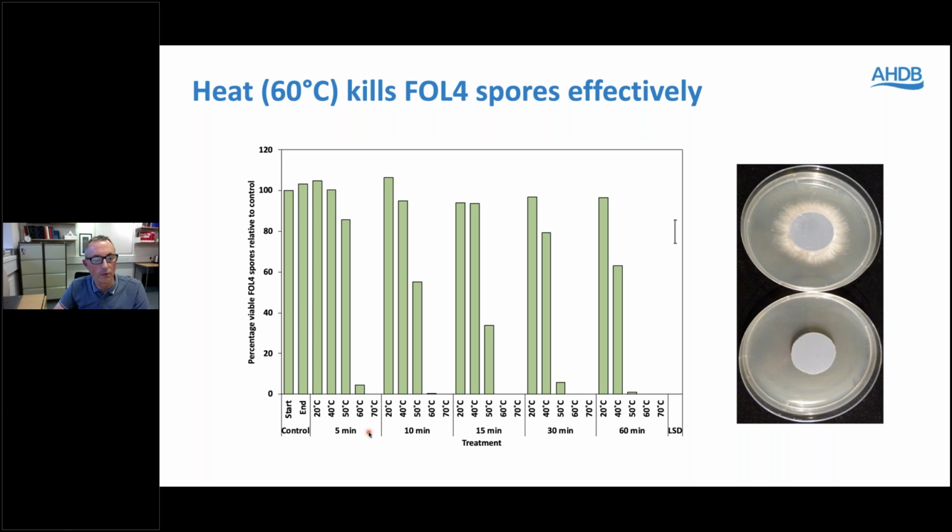So actually, hot water treatment, for instance, of trays or equipment for a fairly short period would be effective then in killing the spores. And we also tested disinfectants and heat treatments on polypropylene. These are polypropylene discs. So it's effective. These treatments are effective on polypropylene type surfaces.